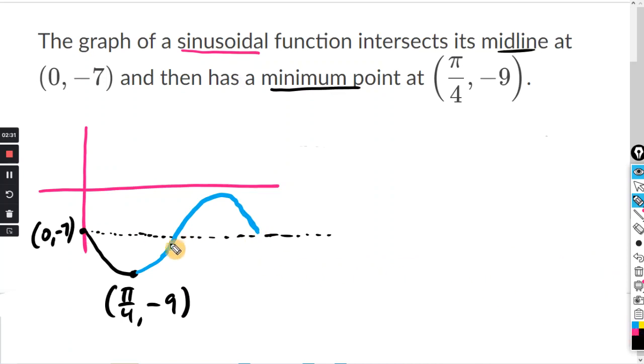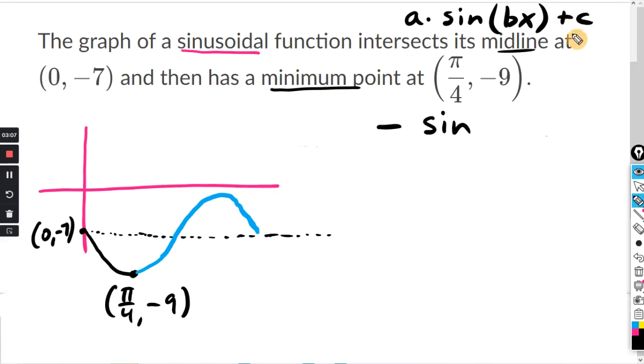All right. So out of the four graphs at the beginning that we did, it's in more detail in another video, which one starts at the midline and then heads down to the minimum? Well, that is going to be the negative sine. All right, so we're going to start with the negative sine. Now, the basic formula is going to be A times the sine of B times X plus C.